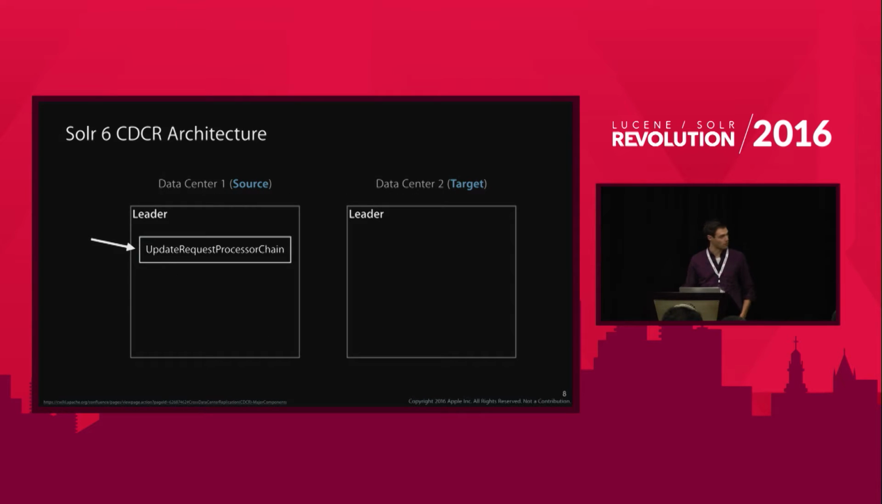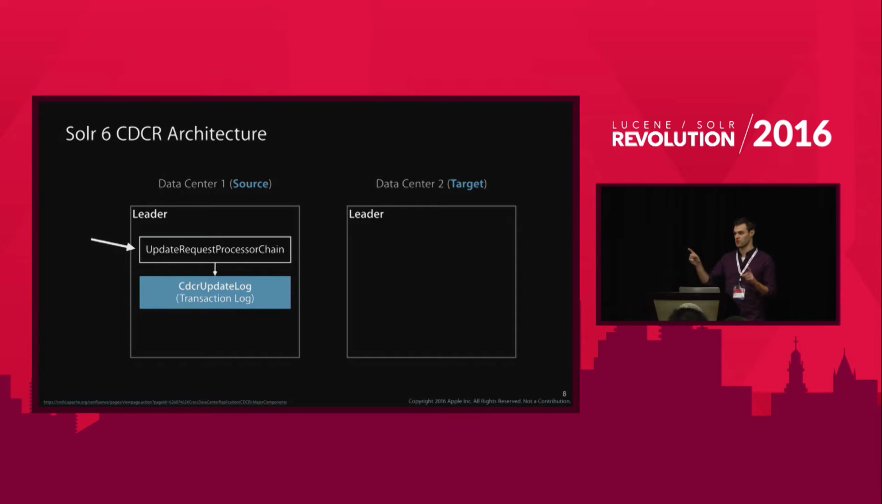If we zoom in a little bit more on the specific processing on a leader node in the source data center, when updates come in, they go through these update request processing chains, which is just vanilla SolrCloud stuff. When you're running in CDCR mode, after going through this processing, which means versioning the updates, you write them to the transaction log. In CDCR, the transaction log also acts as an update queue for replicating cross-DC. And so this is the synchronous part. Once you write to the transaction log, you return to your client and say everything's good.